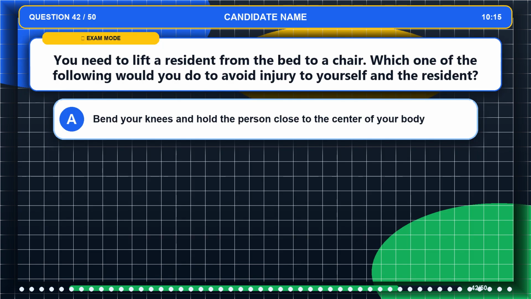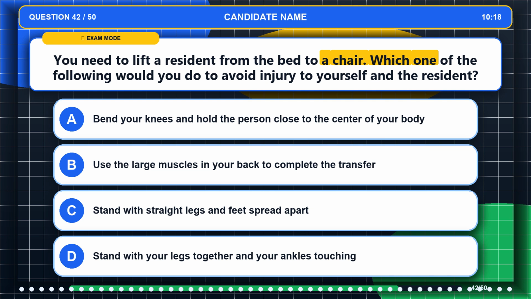Question 42. You need to lift a resident from the bed to a chair. Which one of the following would you do to avoid injury to yourself and the resident?